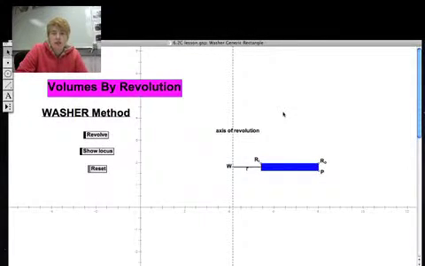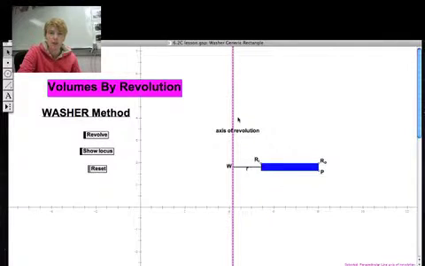Hey guys, this video is to help you visualize what's called the washer method, and it's another volume problem. This time though, we've done a couple of videos on discs, and a disc is when you take a rectangle and you rotate it. Washer method is when you take that rectangle and you rotate it, but look on the screen here, you see this pink line right here is where I'm going to rotate around. I'm leaving a gap between my rectangle and my rotation line.